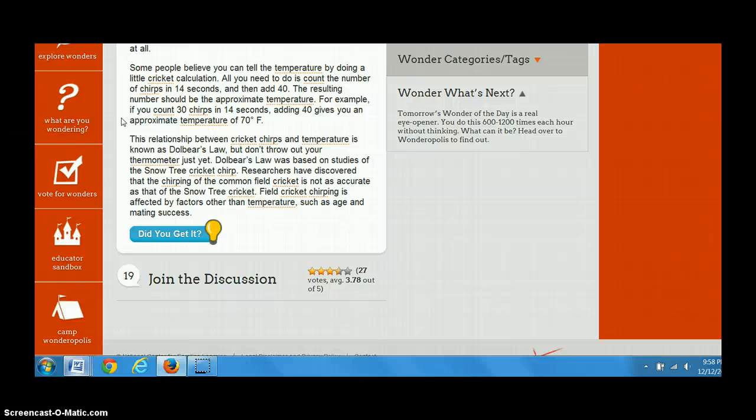Dolbear's law was based on studies of the snow tree cricket chirp. Researchers have discovered that chirping of the common field cricket is not as accurate as that of the snow tree cricket. Field cricket chirping is affected by factors other than temperature, such as age and mating success.